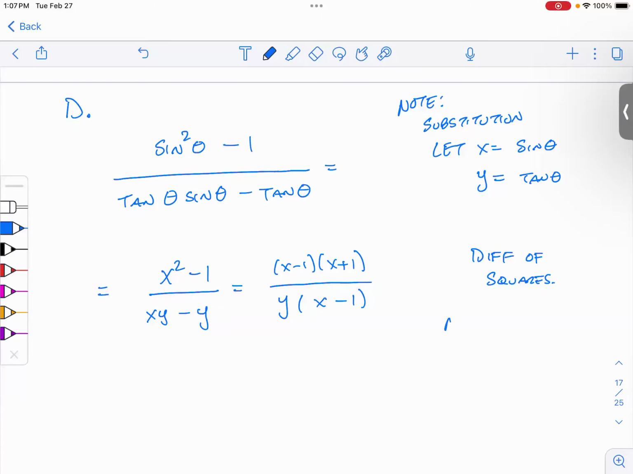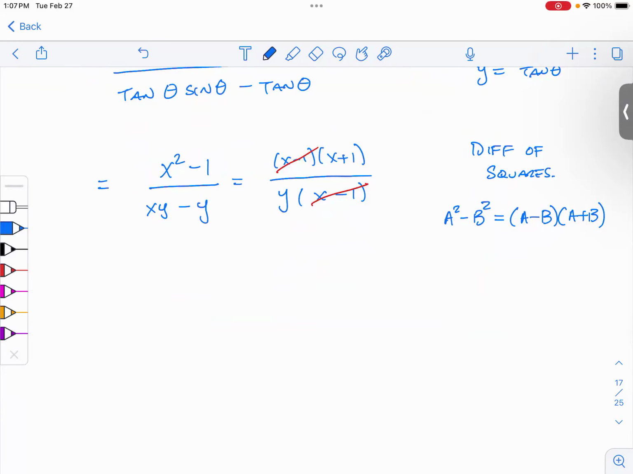That is the definition of a difference of squares, right? A difference of squares is one of our quintessential ways of pulling apart two terms in a quadratic. And then now that I have it in this form, do we see something we can do? Get rid of the x minus 1. The x minus 1s cancel. Leaves me with x plus 1 over y.